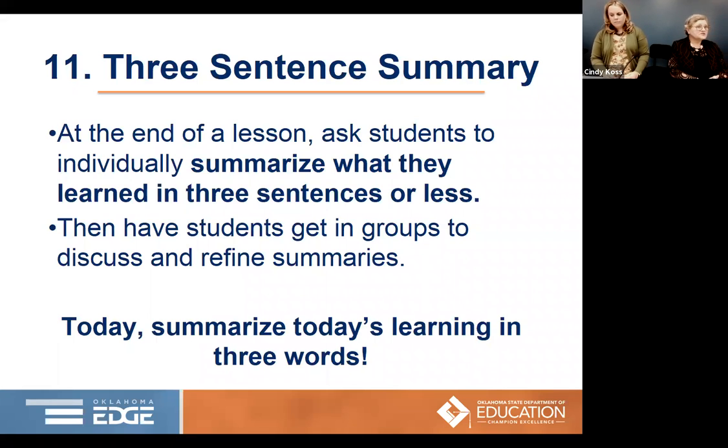We're getting closer. So, the 3-sentence summary. At the end of a lesson, you might ask students individually to summarize what they learned in 3 sentences or less. Then have students get in small groups and discuss and refine their summaries. So what are you doing? It's that act of writing down first, and then it's that discussion with your peers about what you have learned so that you are moving forward.